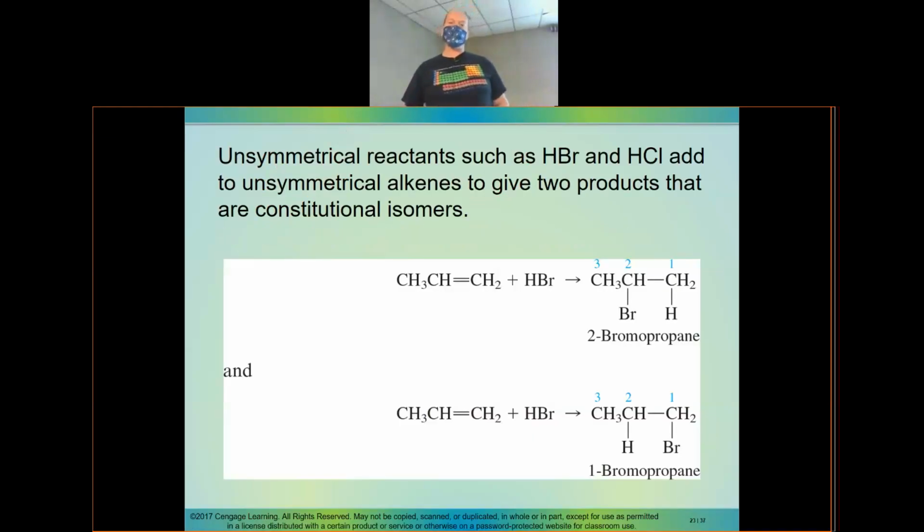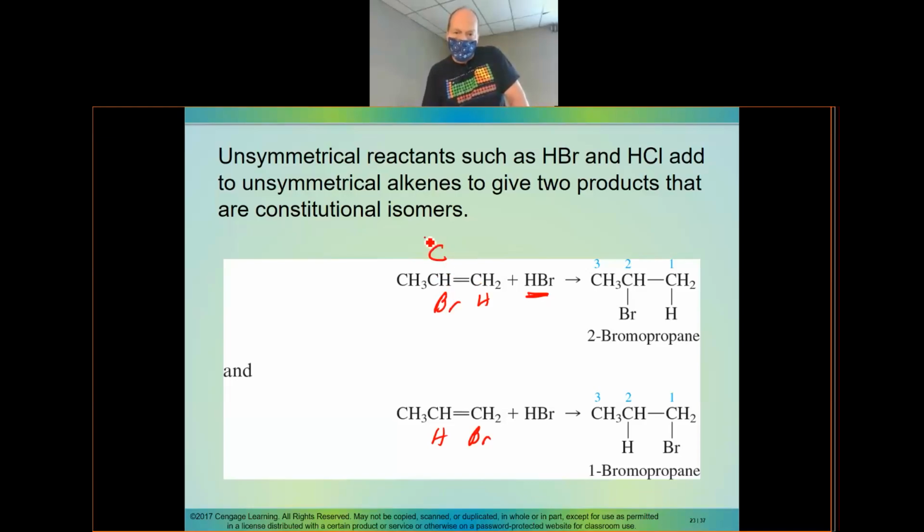All right, so here is what happens when you add an unsymmetrical reagent, so HBr. Again, you could put the H on this side and the Br on this side, or you could put the H on this side and the Br on this side, and it does matter. So the rule is, Markovnikov's rule says the H is going to go to the side that has the most carbon-hydrogen bonds. All right, so the H goes to the side with the most carbon-hydrogen bonds.